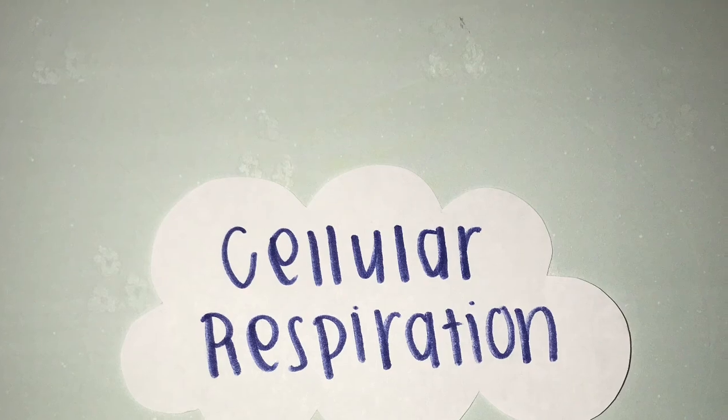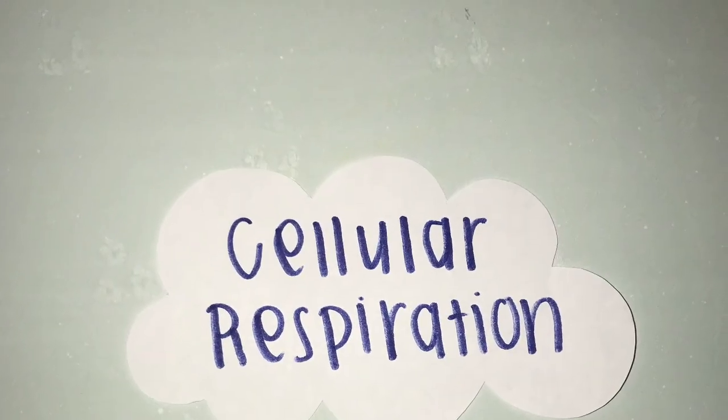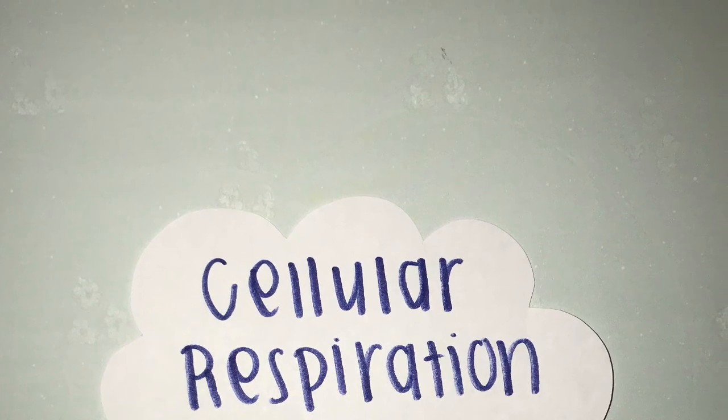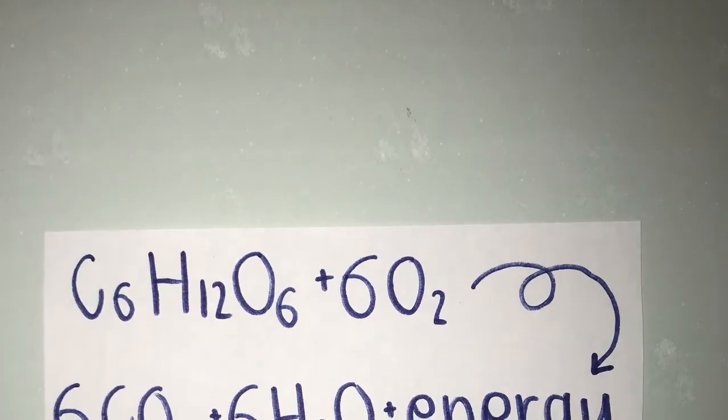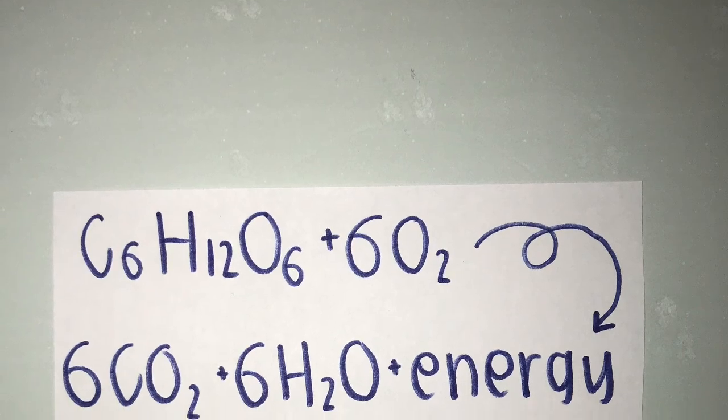Cellular respiration occurs in 3 stages: glycolysis, the Krebs cycle, and the electron transport chain. From the breakdown of one glucose molecule, about 36 ATP molecules are released.